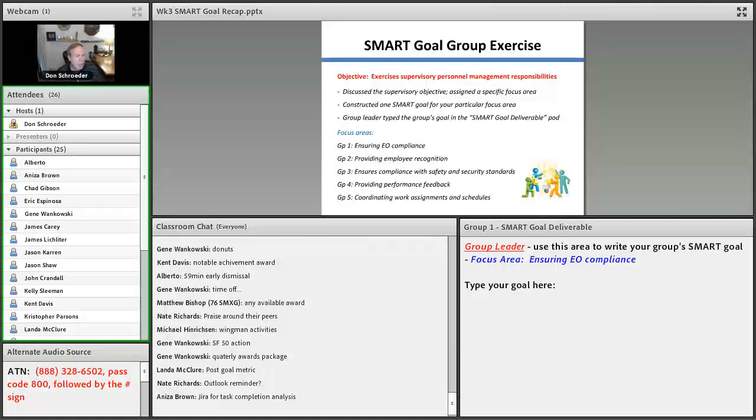Jira. I've never heard of Jira for task completion analysis. That might be something in your neck of the woods. I've never heard of that one, Anisa. Jira. I have to check into that to see what it is. Okay. So in other words, whatever system you set up to make sure you're actually reaching your goal of recognizing your folks.